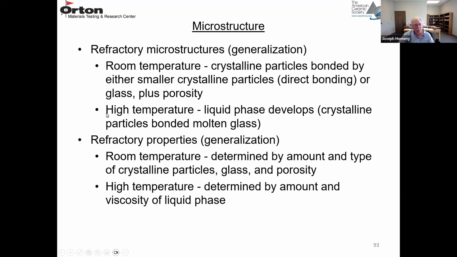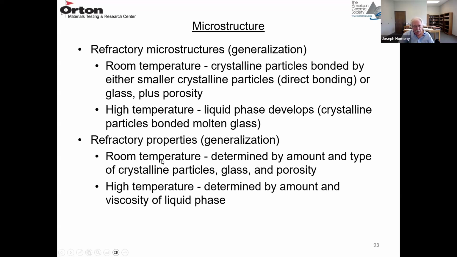Then you go up to the use temperature, a high temperature, you're going to have a liquid phase that develops. So the crystalline particles are going to be bonded more by a molten glass. And for the properties at room temperature, the properties are going to be determined by the amount and type of crystalline particles, glass, and porosity. There's a third course in this sequence on properties, and then we look at all of these factors, how it affects creep resistance, how it affects strength.